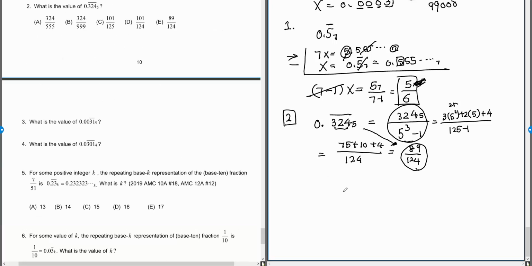Alright, number 3. Now we have 2 zeros there. Okay, now let's try this one. 2 zeros. We have 0.00315. 2 zeros. What is this one? 2 zeros. How can you handle this one?